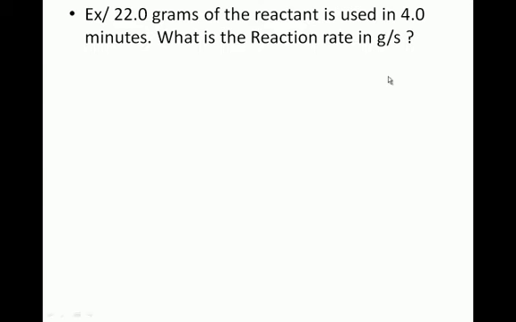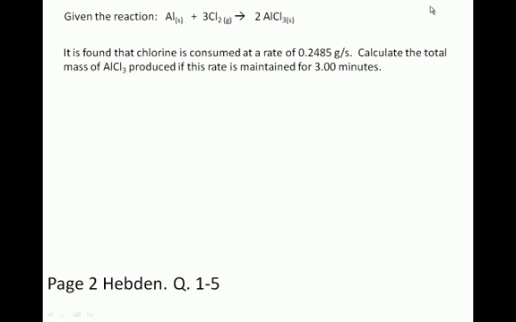Now, moving on, let's do a little bit of a different one, a little bit harder one. We're given the reaction aluminum plus chlorine gas gives us aluminum chloride. It is found that chlorine is consumed at a rate of 0.2485 grams per second. Calculate the total mass of aluminum chloride produced if this rate is maintained for 3 minutes.